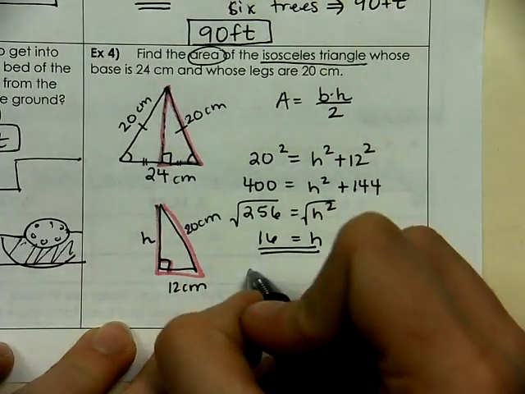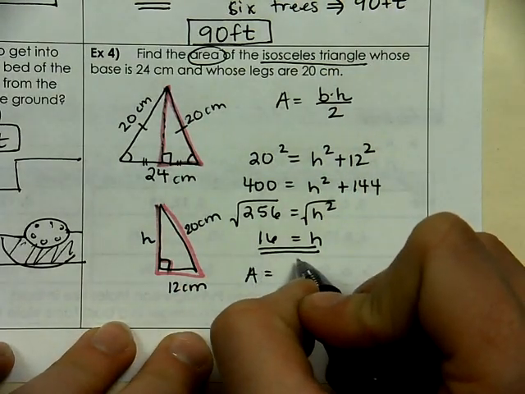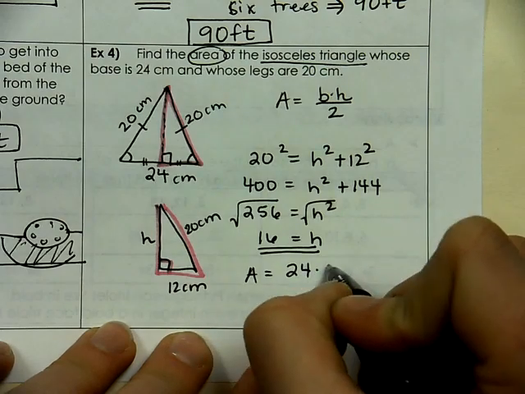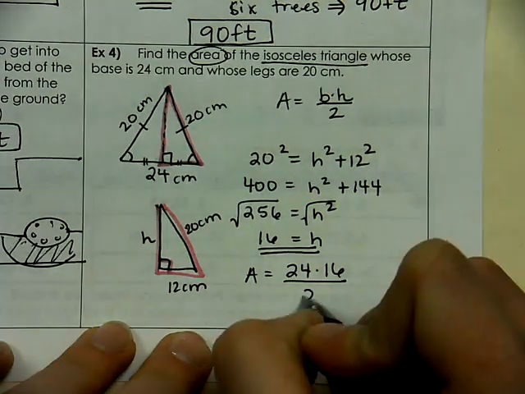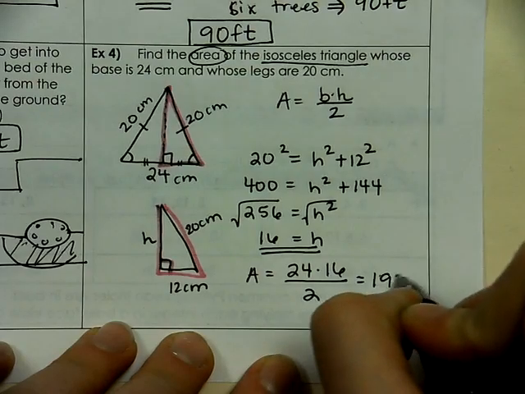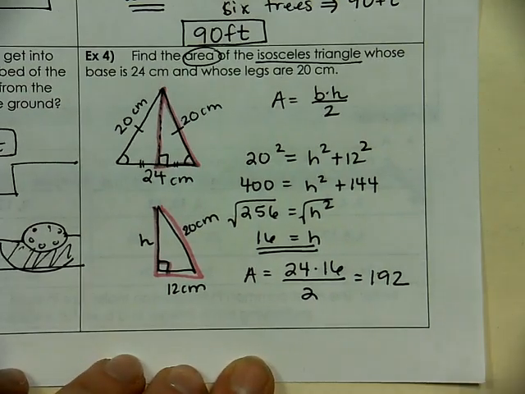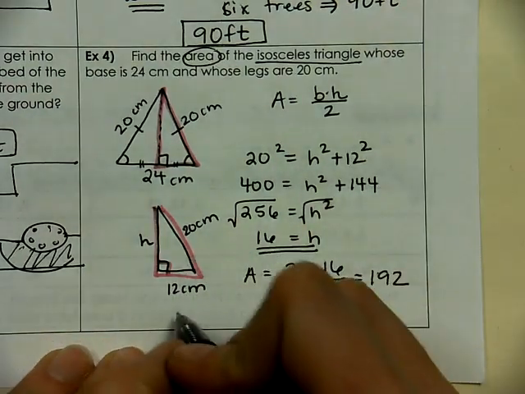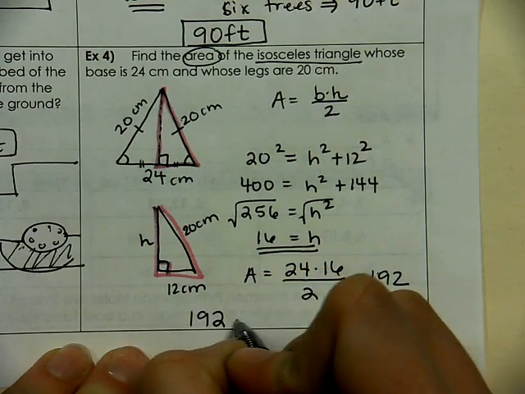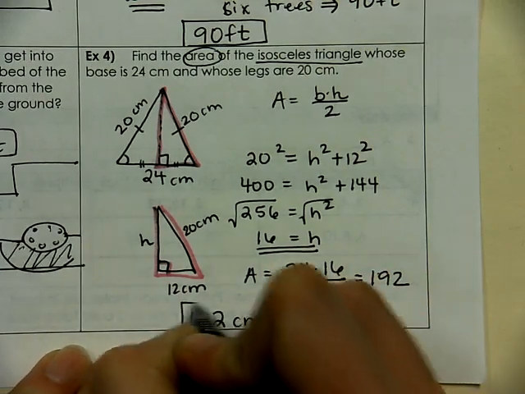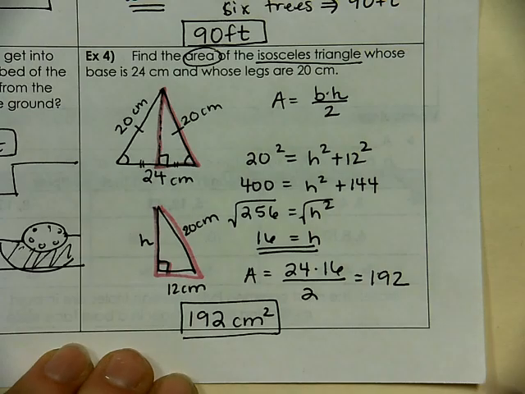So now it's asking me for the area. The area then would be the base times the height divided by 2, which is 192. I can't forget my units on there though. These are centimeters, so the area would be centimeters squared. So 192 square centimeters. There we go. Flip into the back. Next problem.